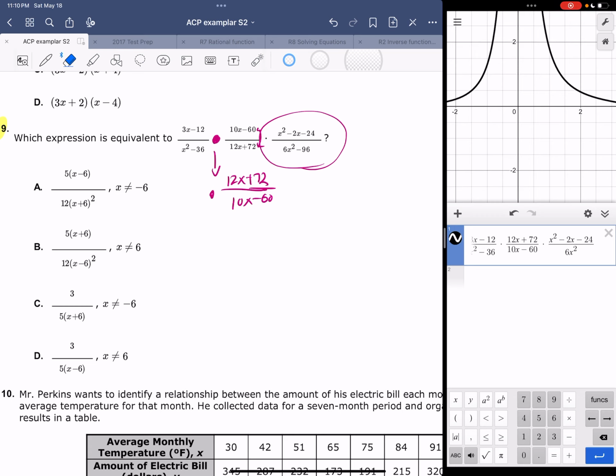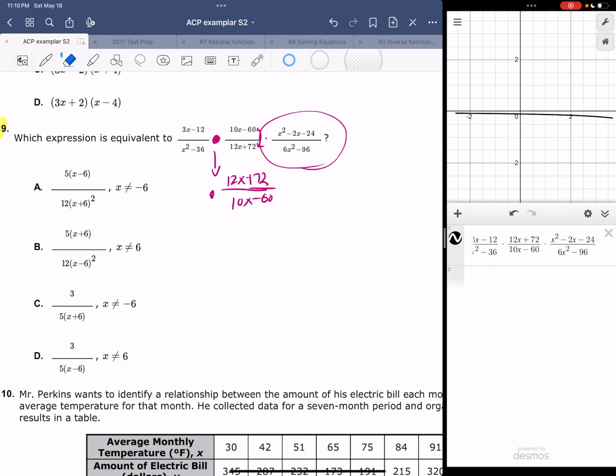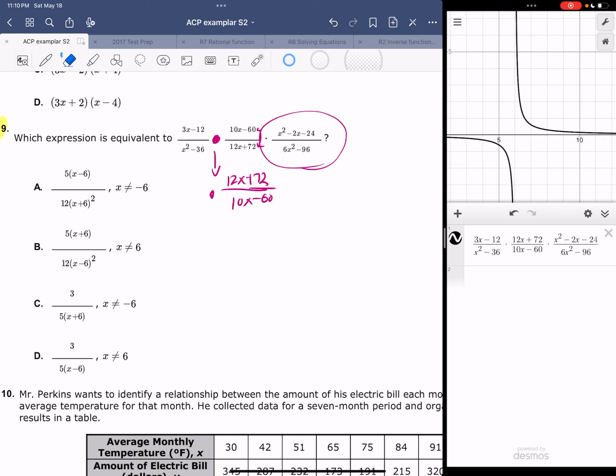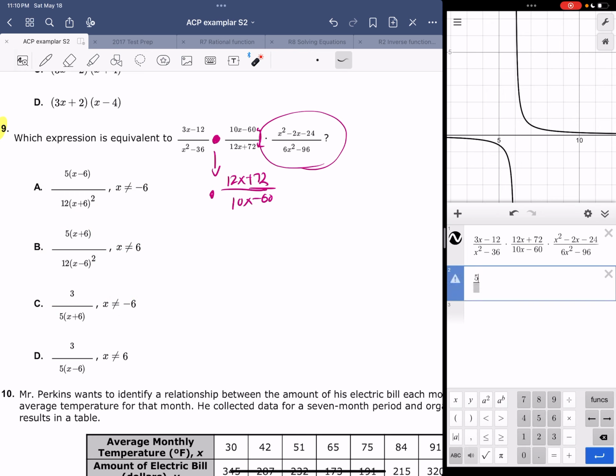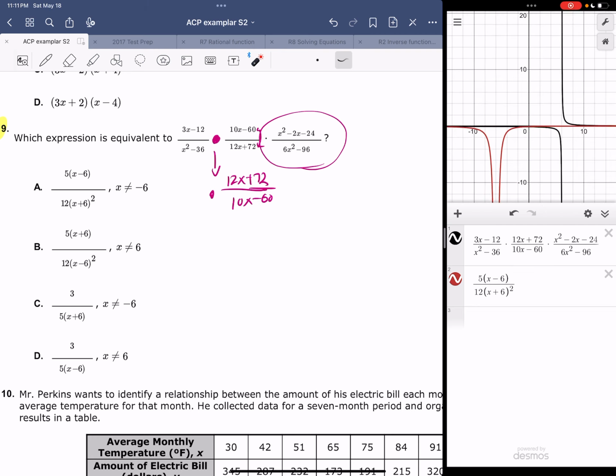6x squared minus 96. So we have a graph like this, and I'm going to put this one into Desmos. And again, you don't have to put this portion, so I'm going to only put this portion. So let's see. First one, 5x minus 6, 12x plus 6 squared. Looks like this one is not a part of this graph, so A cannot be the answer.